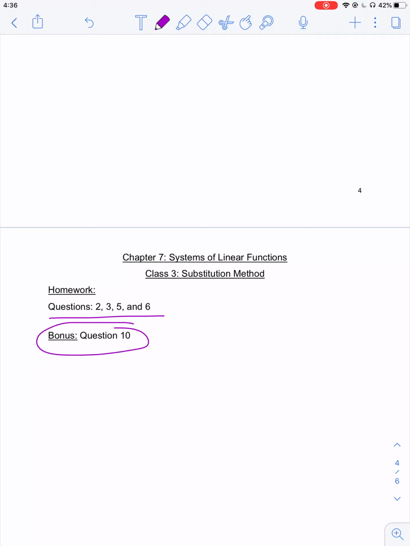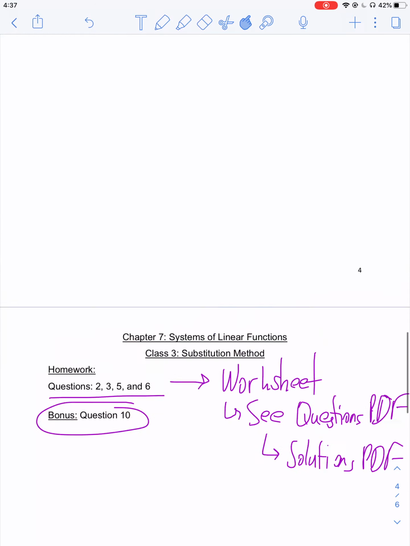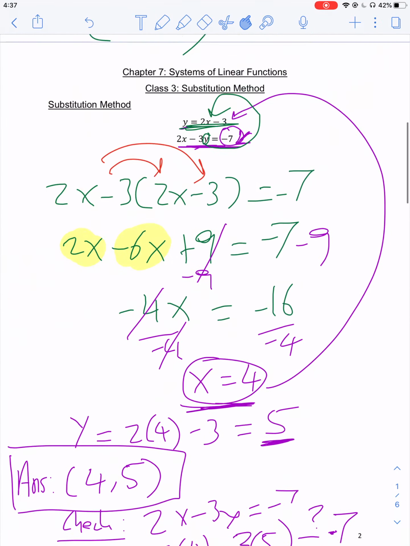So this is the worksheet, the blue worksheet, the blue ones that I give you, right? I'm going to attach a questions PDF, and you'll find the solutions. Okay, so the solutions will be given to you in the solutions PDF. Okay, so you can check your work. So if you understood this much, that's good enough for me.